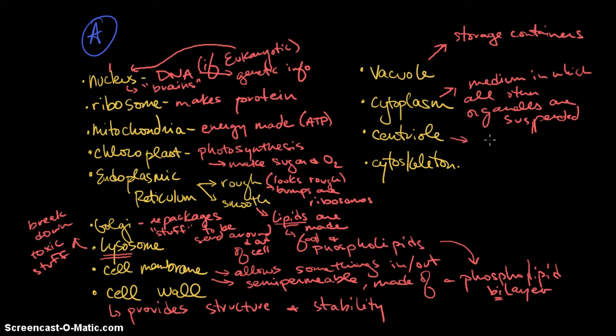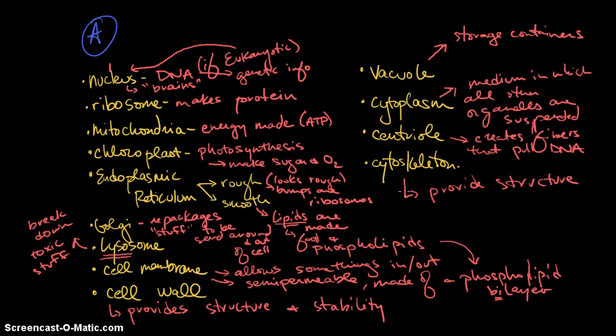The centriole creates fibers that pull DNA around the cell, which we'll talk about when we talk about cell reproduction in a few units. And the cytoskeleton in some kinds of cells provides structure. So cell walls provide structure in some cells, cytoskeletons in others.